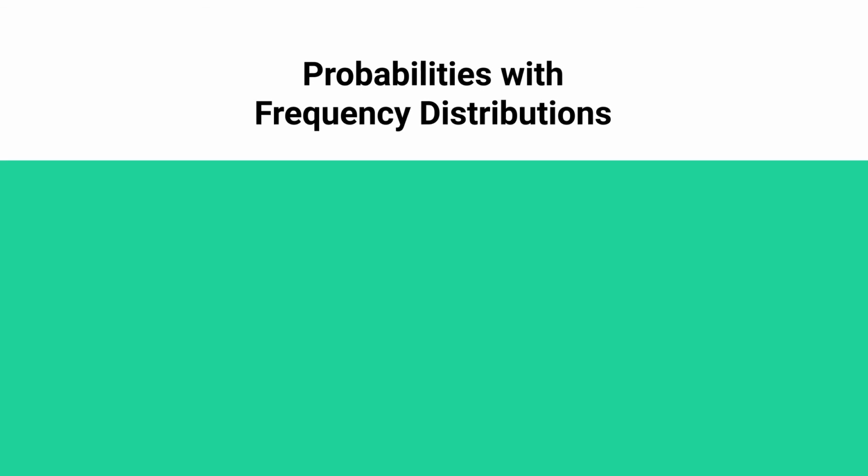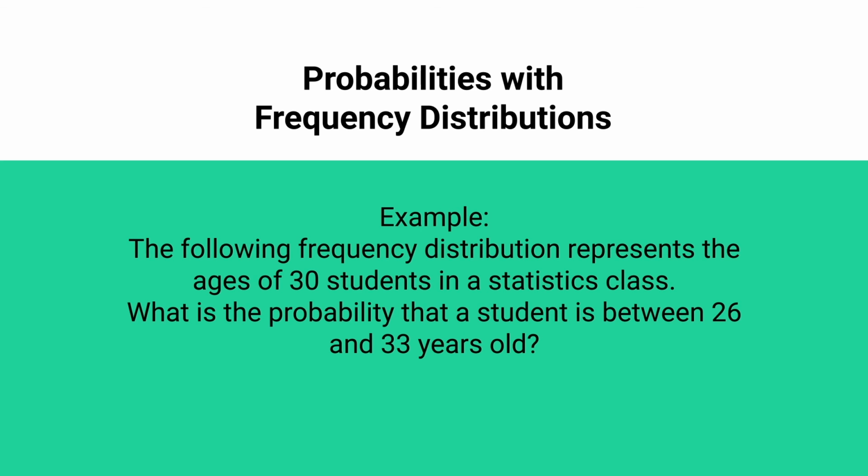Now, probabilities with a frequency distribution. The following frequency distribution represents the ages of 30 students in a statistics class. What is the probability that a student is between 26 and 33 years old?